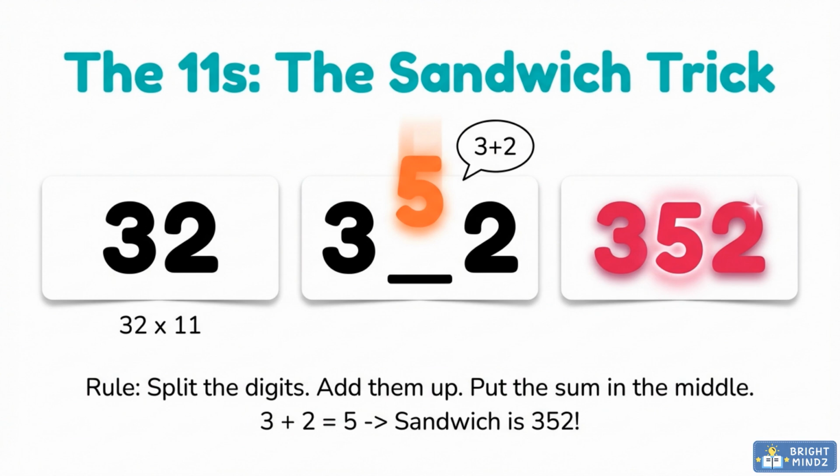Now let's look at a shortcut for multiplying a two-digit number by 11. Take the number, split its digits, and add them. Then slide that sum into the middle like a sandwich filling. 32 times 11. Separate to 3 and 2. Add them. 3 plus 2 equals 5. Now sandwich the 5 between 3 and 2. You get 352. So 32 times 11 is 352.